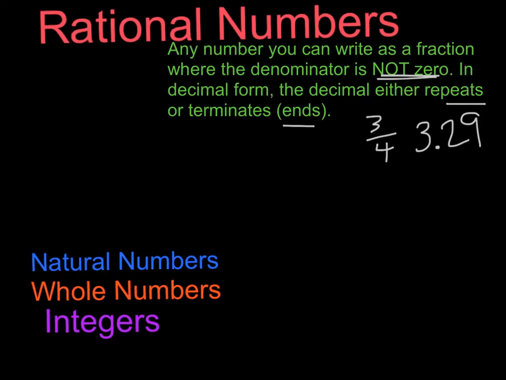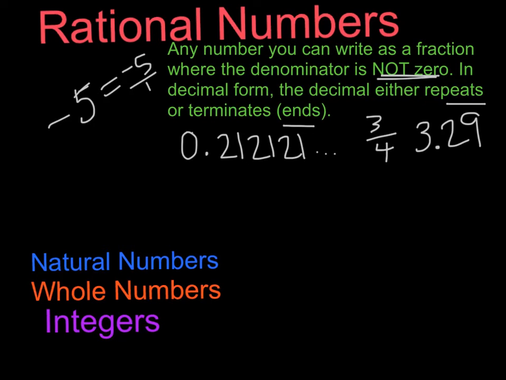It could also be, let's see, 0.212121 because that repeats over and over and over. Another one could be, let's see, -5. Okay, that would be another rational number because -5 you can write as a fraction, -5/1, and as long as the denominator isn't 0, you're good to go.